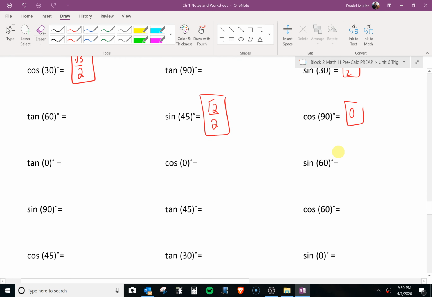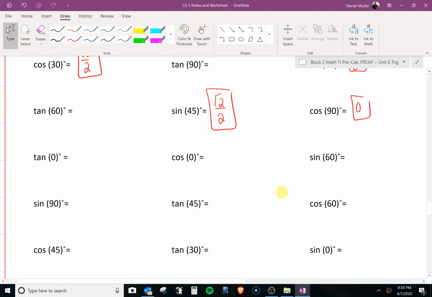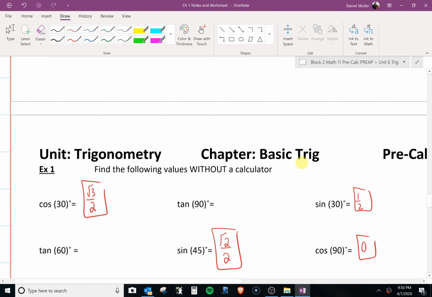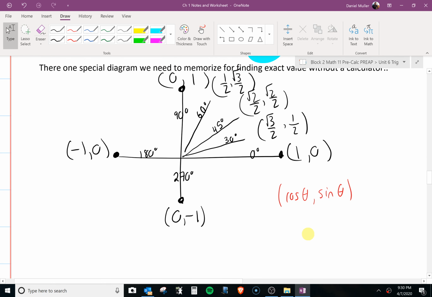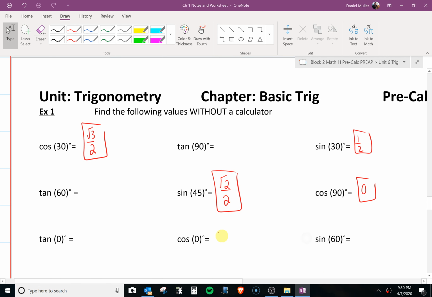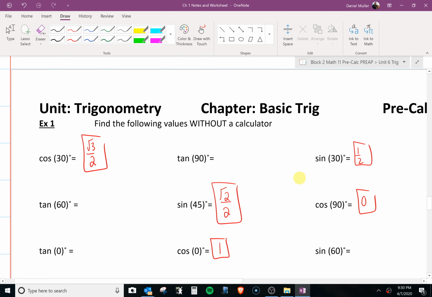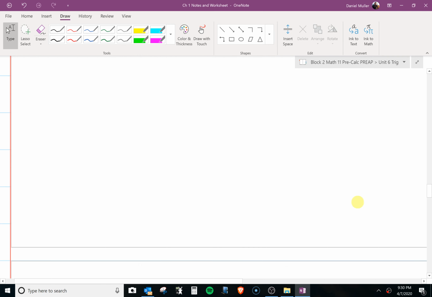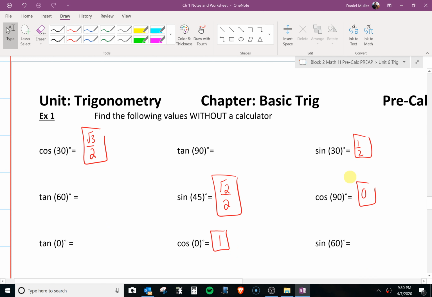Now, I'm going to keep going here. I'll just stick with these ones here. Cos of 0 and sine of 60. Here's the 0 line. Cos is on the left, so it's 1. I'm just going to write that down so I don't get mixed up. Cos of 0 is going to be 1. And sine of 60, so I'll look at 60. Sine is on the right, so here's my 60 thing. Sine's on the right, root 3 over 2. So sine of 60 is root 3 over 2.